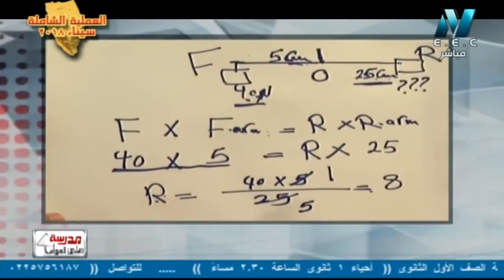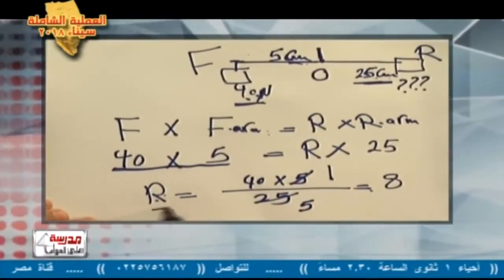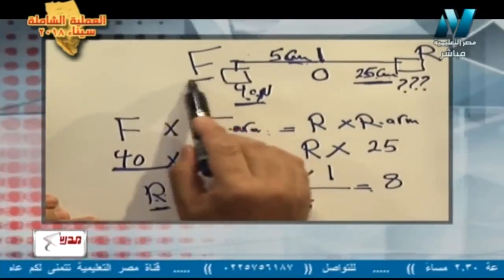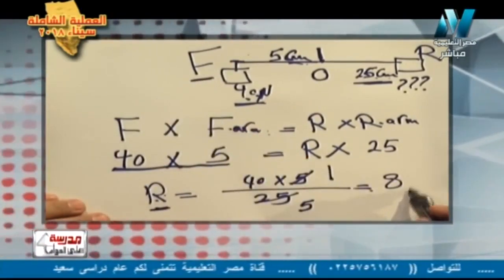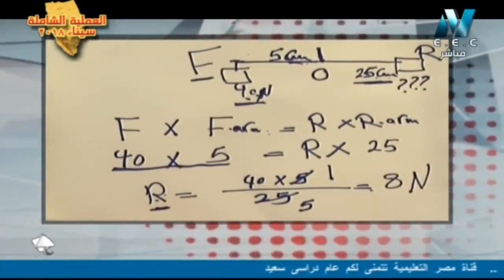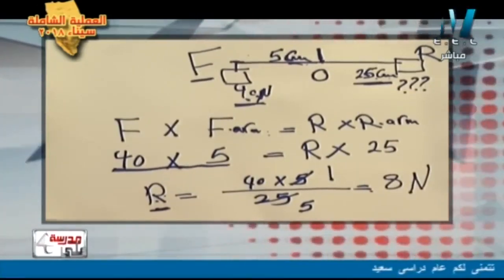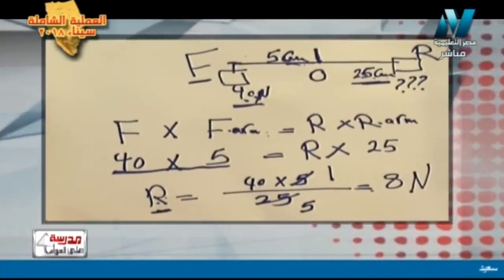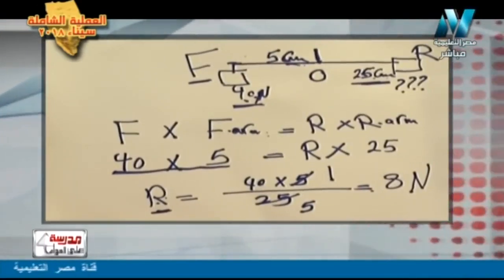8 what? So I said before the resistance has the same unit as the effort force. So it will be 8 Newton. By finding this value, we have answered the problem of Lever's law. So again, to answer the lever problem, it's very easy. The first step, you must write the law: effort force by effort force arm equals resistance by resistance arm.